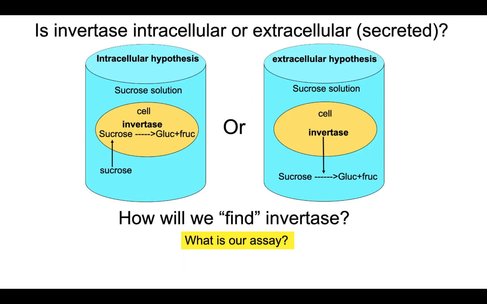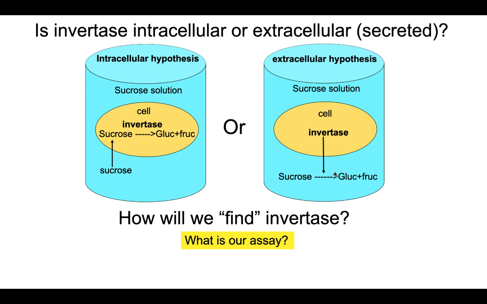Now, here are the two alternative hypotheses that we're going to be working with. The scientific question is: is invertase intracellular, meaning does invertase work inside the cell and there it breaks down sucrose into glucose and fructose? Or is invertase extracellular? Is it a secreted enzyme, meaning does the cell make invertase and then secrete it into the extracellular solution where it breaks down sucrose there in the extracellular solution? So we have the intracellular hypothesis and we have the extracellular hypothesis.